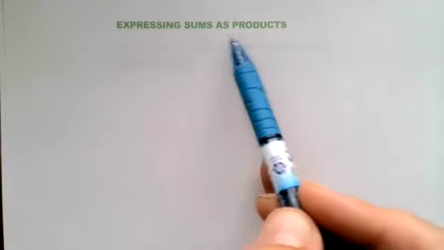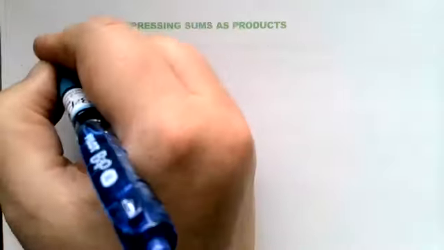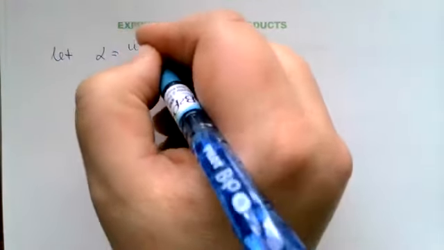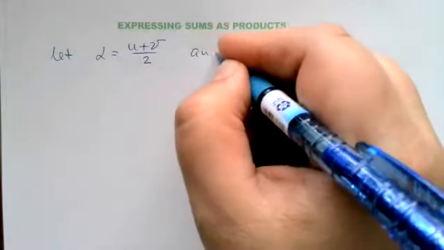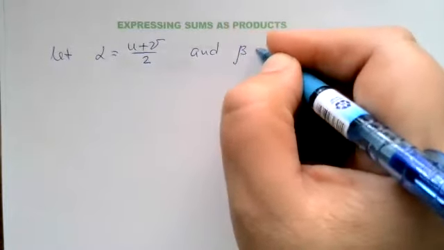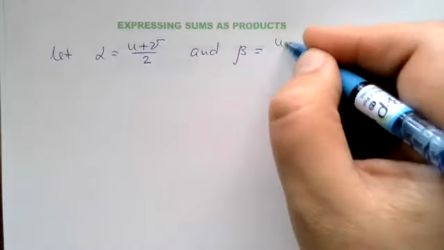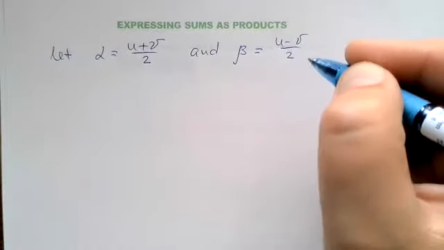In this video, we're going to talk about expressing sums as products. And we're going to use our well-tried and verified strategy of U substitution and V substitution. So what we're going to do is let alpha be equal to (U plus V) divided by 2, and we're going to let beta be (U minus V) over 2.